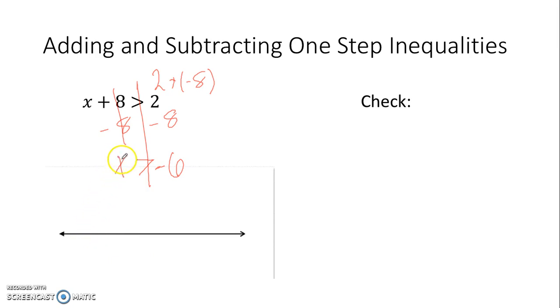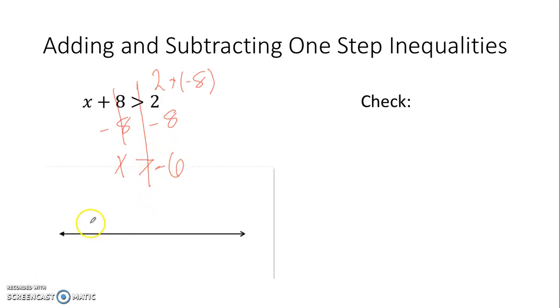So take a step back for a minute. x is greater than negative 6. That means the solution to this inequality is any number x that is bigger than negative 6. So let's take a look and see that on a number line.